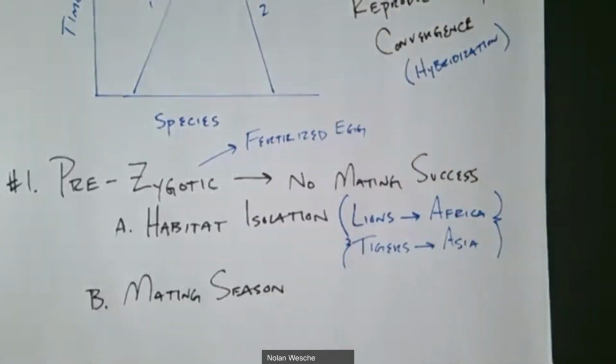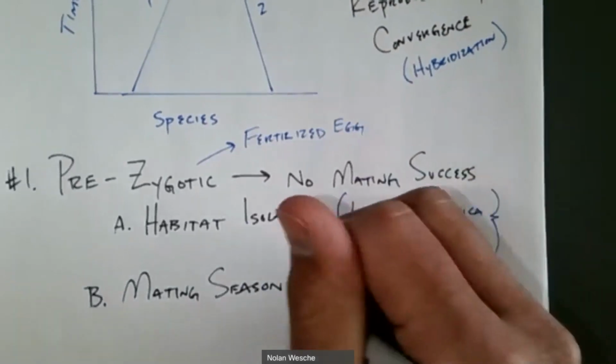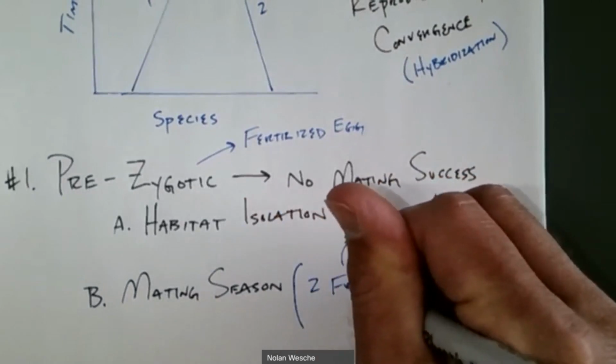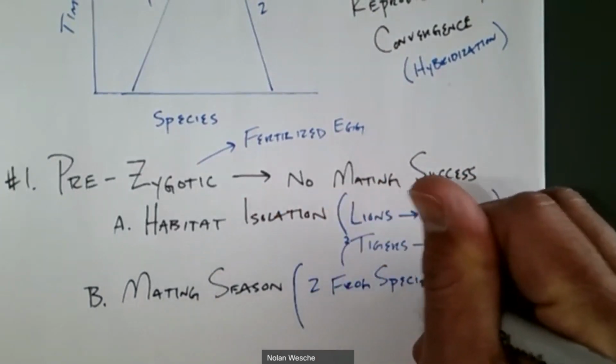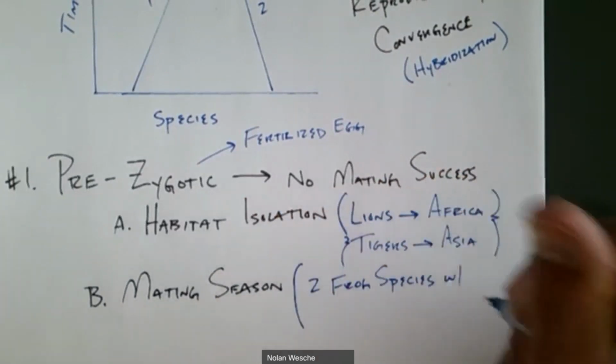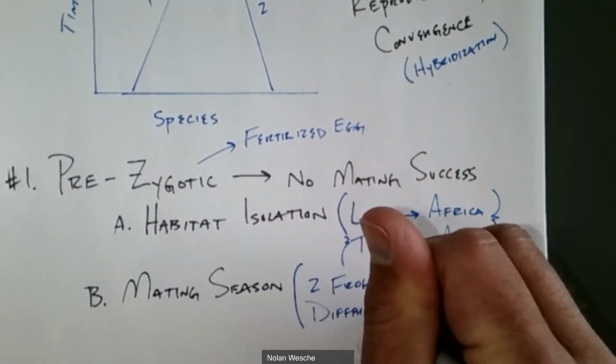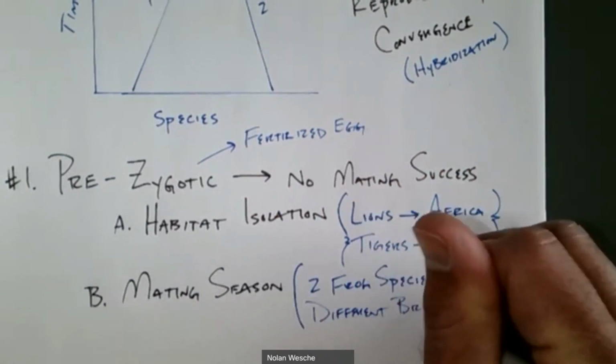So we'll go ahead and list our example here. So we'll say with mating season, we have two frog species with just a 4 week different breeding season.